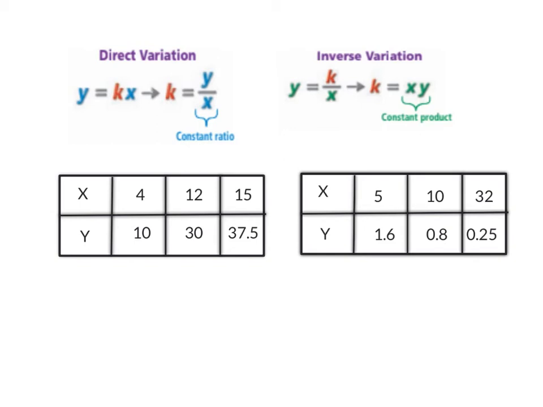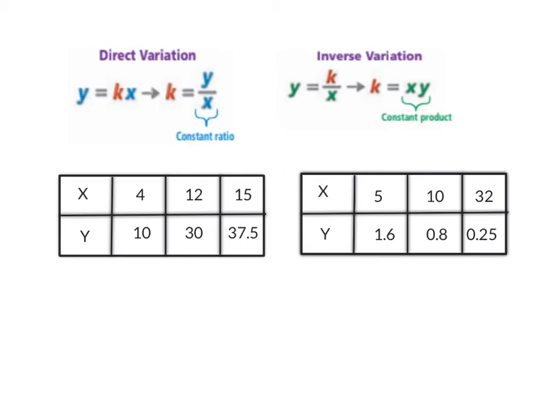We can now use these rewritten equations to identify k from a table and determine whether or not our table represents direct variation or inverse variation. Looking at my first table, if I take x and y and I multiply them, for my first coordinate, 4 times 10, I get 40. If I multiply 12 by 30, I'm not going to get 40, so I can already rule out inverse variation.